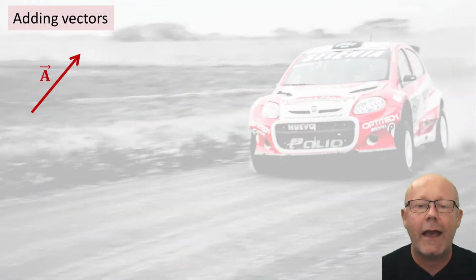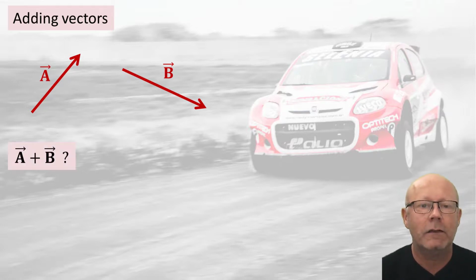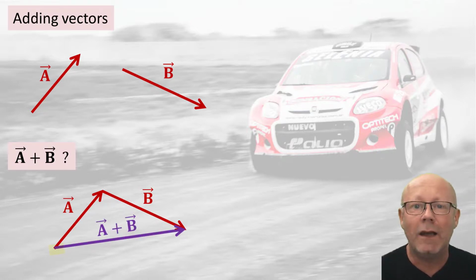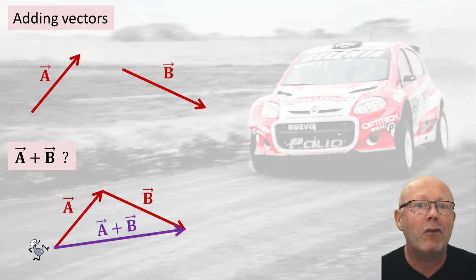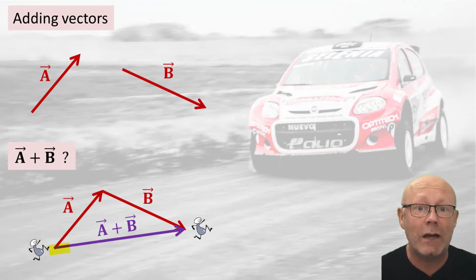We have a vector A and a vector B. We want to find out what the vector A plus B looks like. So for that, let's draw vector A again, then from the tip of vector A, draw vector B. The vector A plus B will start on the tail of vector A and end at the tip of vector B. You know that displacement is a vector, right? Well, you can visualize a man walking along A, then along B, and the total change of position he will have experienced is the one described by the vector A plus B.